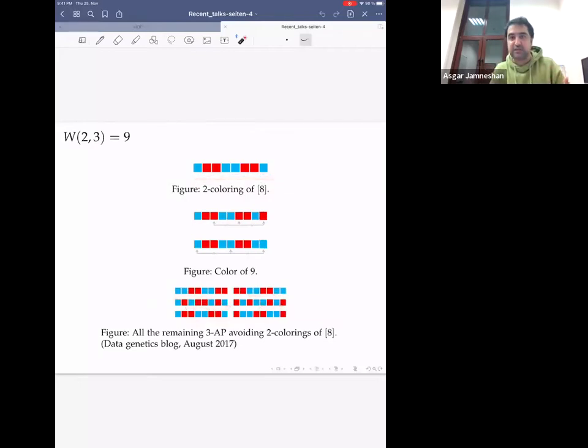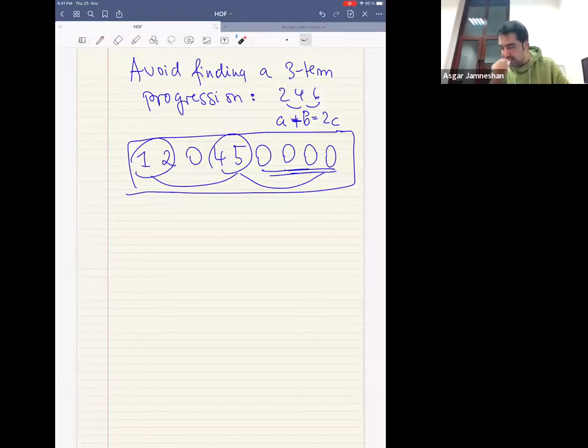But in each of the 7 possibilities, whatever you color the 9th number, either blue or red, it will always form a 3-term progression. Or in other words, you cannot split the first 9 numbers into 2 groups such that none of these 2 groups has a 3-term progression.